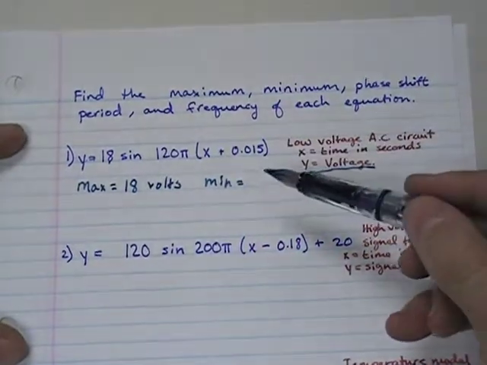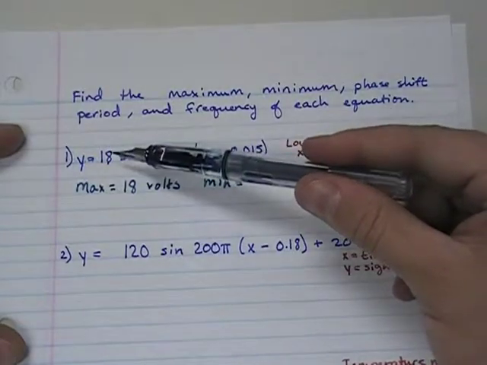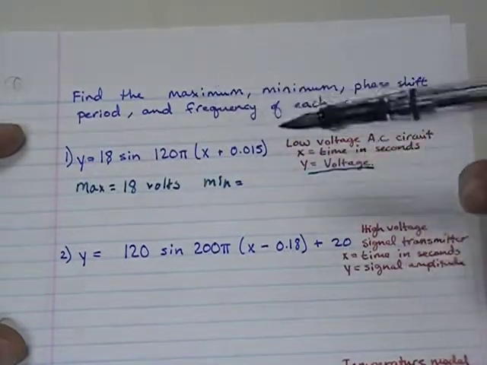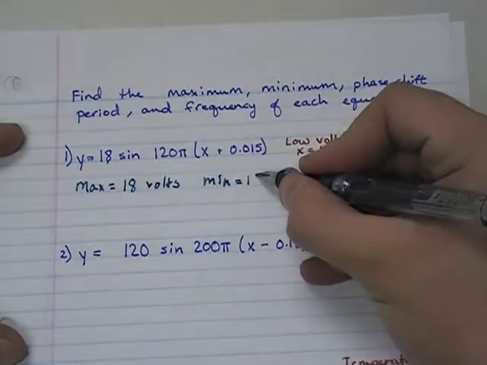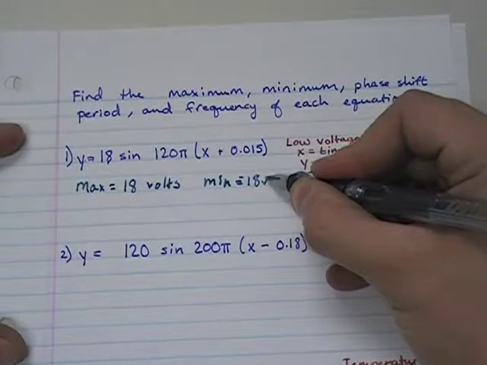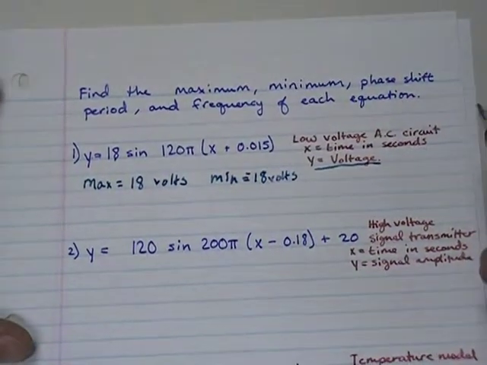volts. Now, the minimum is very similar. The minimum for a sine or a cosine function also occurs at the amplitude, but instead of positive 18, it's going to be at negative 18. Okay? So negative 18 volts. The third thing we're asked to find is the phase shift.